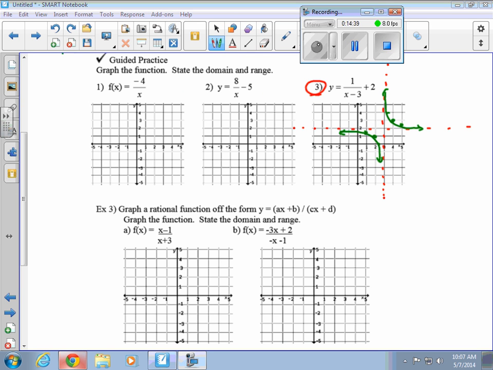All right, so there is the graph for number 3. Notice again here, our vertical asymptote is at 3, and our horizontal asymptote is at 2. And then just make a table of values, plot in your points, and that's what your graph would look like. How many of you got that? Questions?